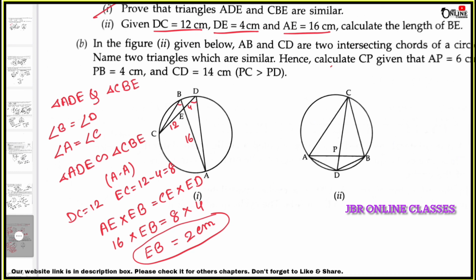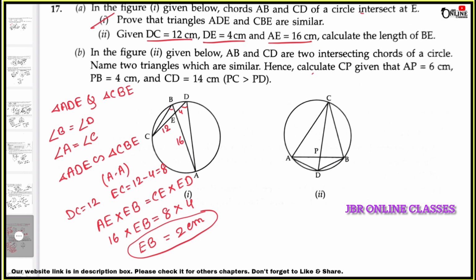Now next one, number B. In number B, AB and CD are two intersecting chords of a circle. Name two triangles which are similar. Hence, calculate CP given that AP. Okay. So, first, you have to prove two triangles which are similar.